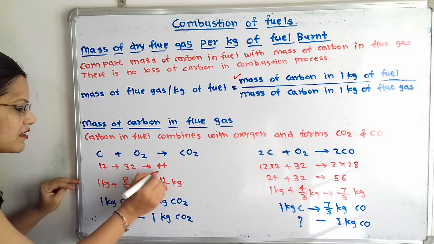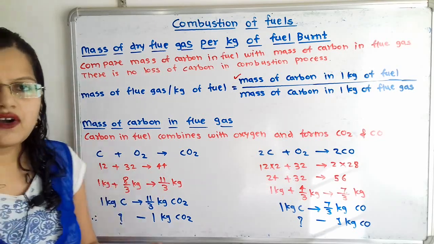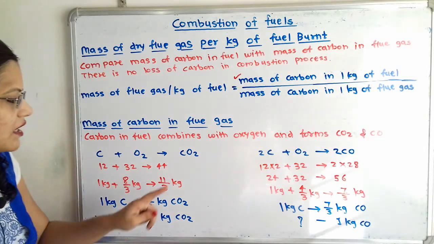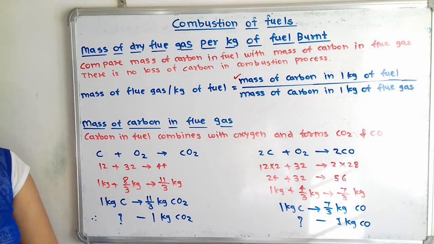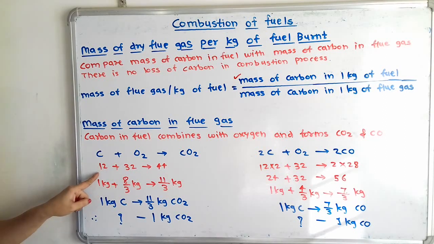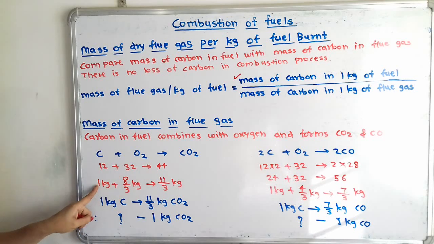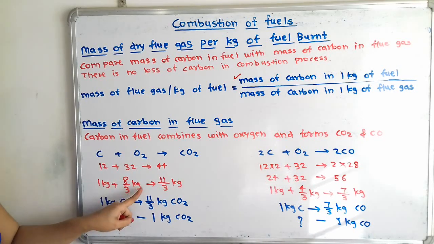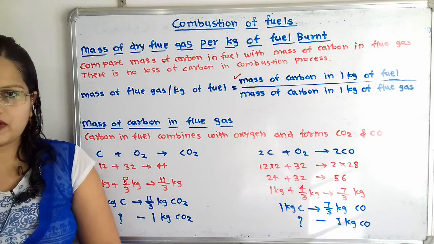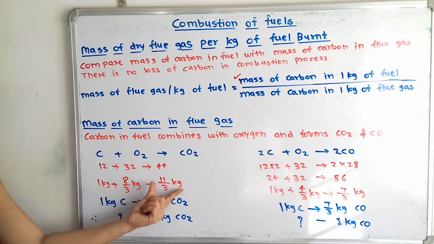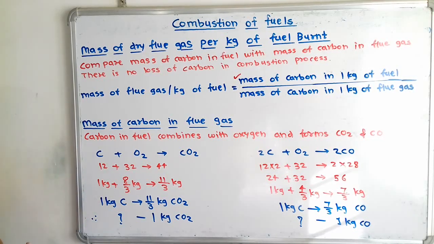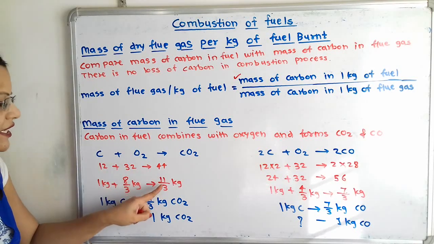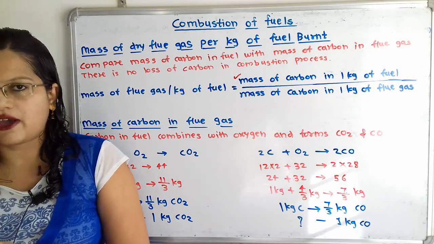Now I will divide on both sides by 12 because we have to find out the amount of carbon dioxide that is getting formed during the combustion of 1 kilogram of carbon. So carbon amount is 12. If I divide both sides by 12, then 1 kilogram plus 8 by 3 kilogram will give us 11 by 3 kilogram. Then how can we read this? For the combustion of 1 kilogram of carbon, 8 by 3 kilogram of oxygen is required and it will produce 11 by 3 kilogram of carbon dioxide.